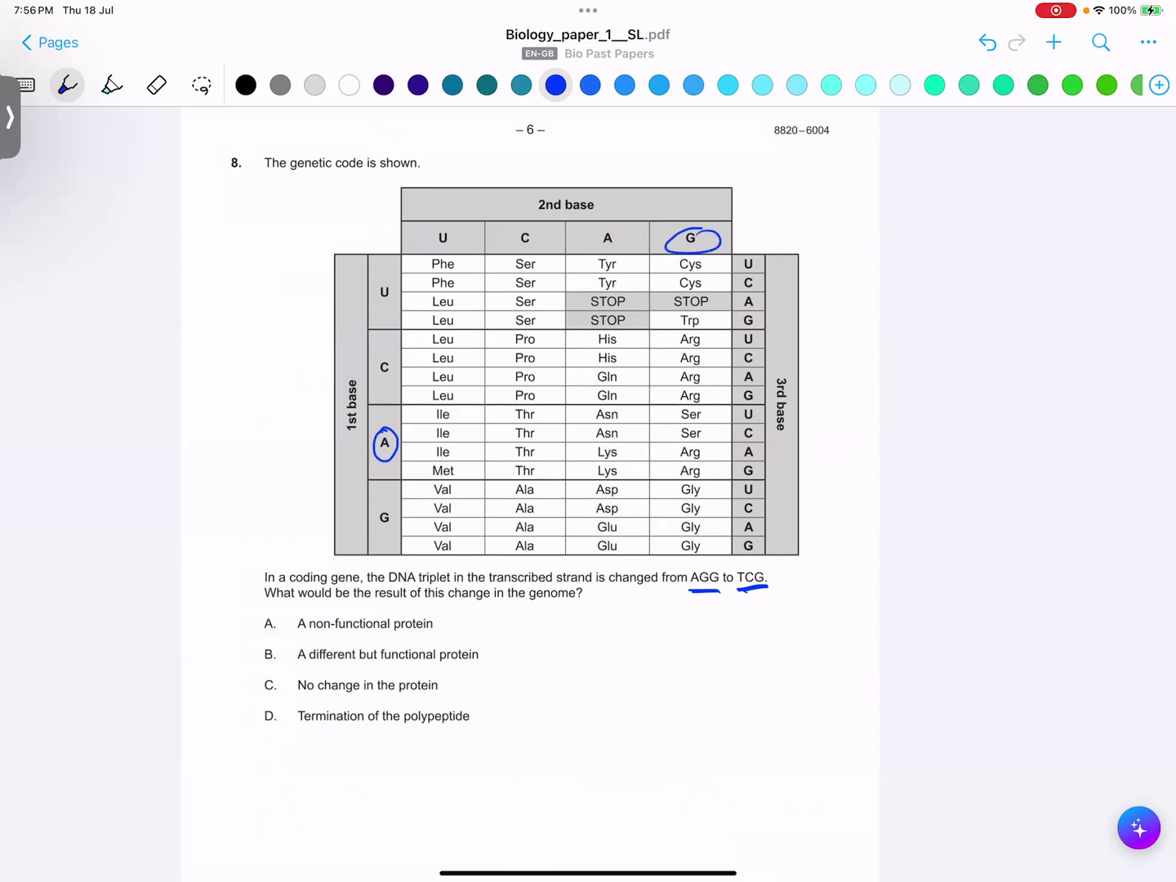So we go all the way here, this area, right? Then our third base is also G, so we have ARG, arginine. And then we go to TCG, where we get A as well.